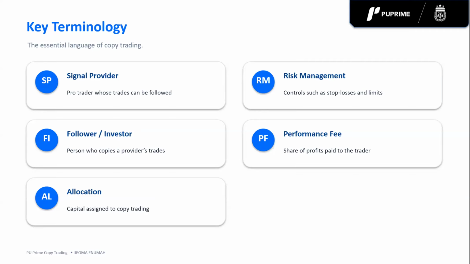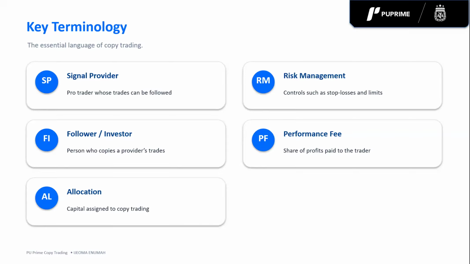Now there's the risk management part, where you control the stop losses, the limits, and the take profits in percentages. You can decide how much you want to make in profits and how much you want to risk to make profits. All of that is the risk. It basically falls under the risk management part.